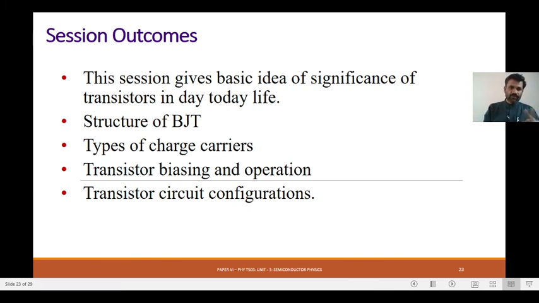One is positive or p-type charge carriers, and another one is negative or n-type charge carriers. And transistor biasing: one can make a forward biasing and a reverse biasing, or you can combine a forward biased junction and a reverse biased junction together in order to make an operation as an amplifier.